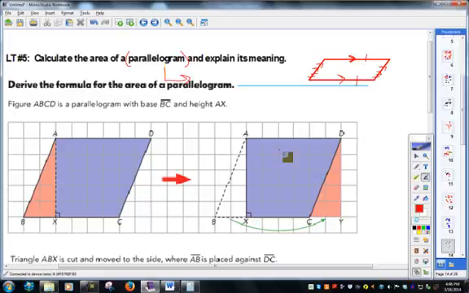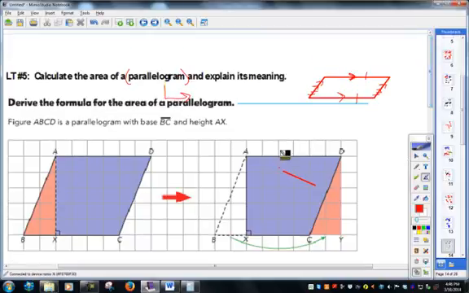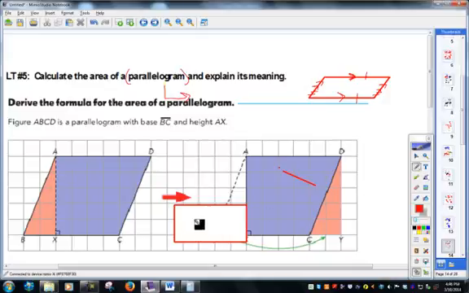Now, if I drew a rectangle like that, I'd say, well, that's got the same stuff. Opposite sides are parallel, right? And opposite sides are congruent. And that's kind of the point. A rectangle is a parallelogram. A square is a parallelogram. A rhombus is a parallelogram. They're all special types. They're also parallelograms, but they are special types of parallelograms.